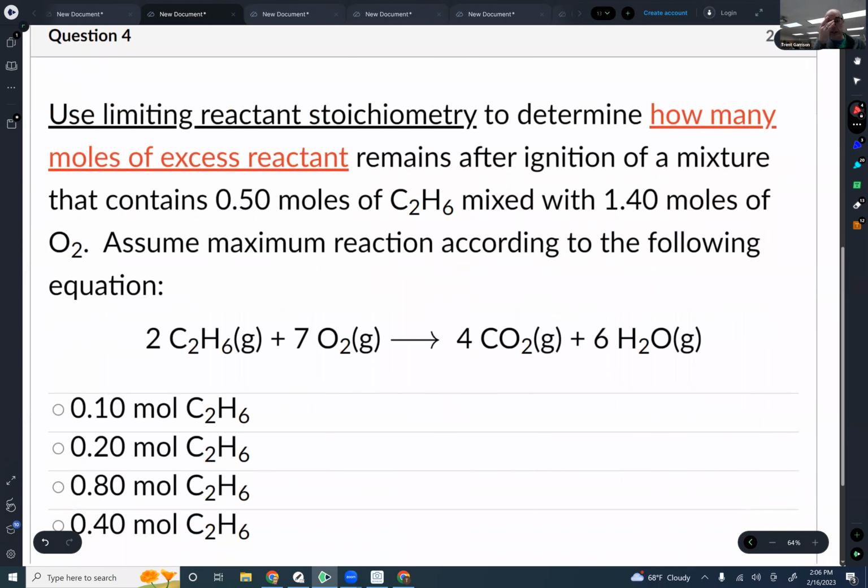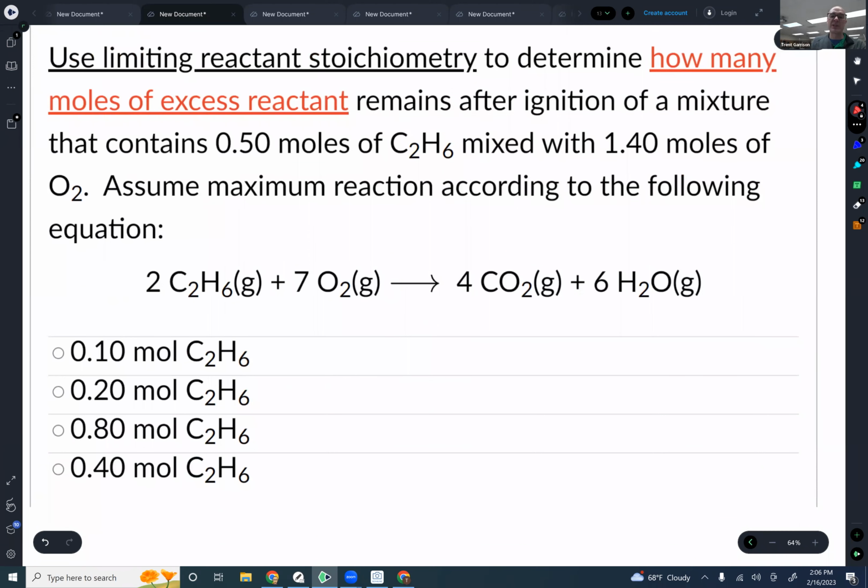Limiting reactants. Oh no, we've got starting materials of 0.5 of this and 1.4 of this. So let's find out how many moles of excess reactant there are. So there's several steps in this process. Well, I guess I kind of gave it away here, didn't I, with these? So I need to probably change those, and I will get rid of those on the test so that it doesn't give it away.